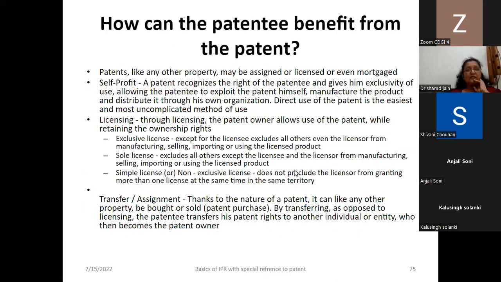So patents can be licensed, and we can make profit ourselves or through licensing. We can sell our patents. It may be an exclusive license, a sole license, or a simple, non-exclusive license. Through transfer and assignment, we can collaborate with other companies and can sell or work together through these agreements.